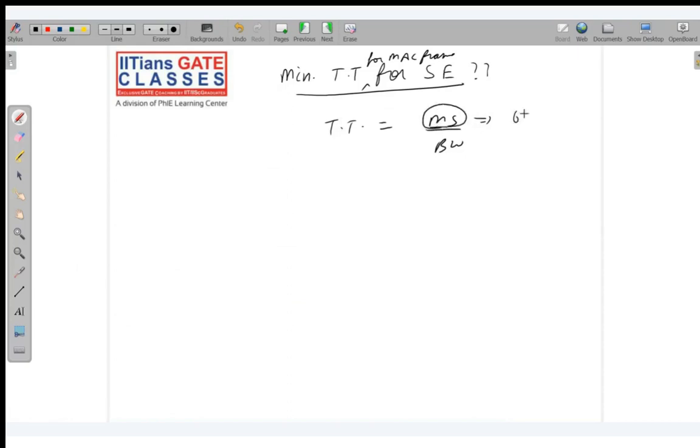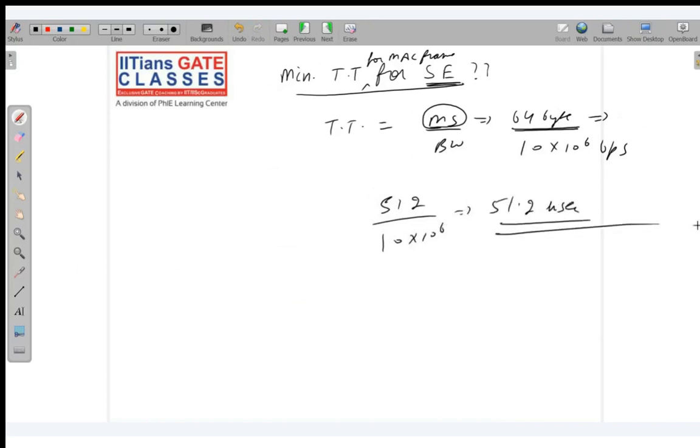So message size is 64 bytes minimum. Bandwidth for standard Ethernet is 10 Mbps, so 10 into 10 to the power 6 bits per second, and here we have 64 bytes. So you have to convert it into bits, that means 512. So 512 divided by 10 into 10 to the power 6 is 51.2 microseconds. Like this they can ask. So the minimum transmission time for a MAC frame for standard Ethernet will be 51.2 microseconds.